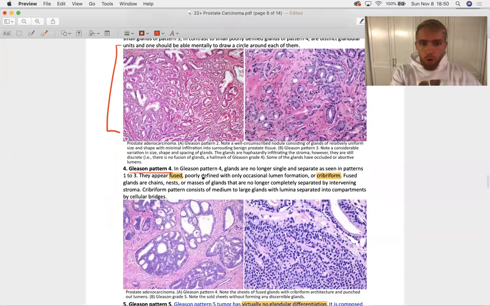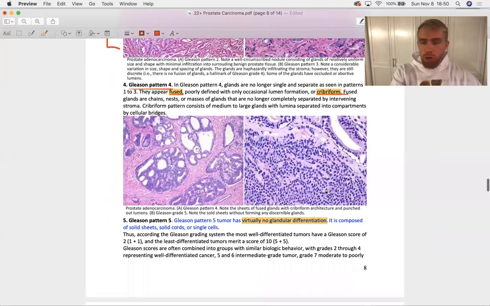Gleason pattern 4, you start to see fusion of acini leading to a cribriform pattern. And cribriform essentially means Swiss cheese. It's got holes all up in it. Like this right here in the middle of this picture on the left, that's what cribriform means. This too. And finally, a grade 5 Gleason means glands are virtually non-existent, tubules and lumens are virtually non-existent, and you just see a sheet of cells.